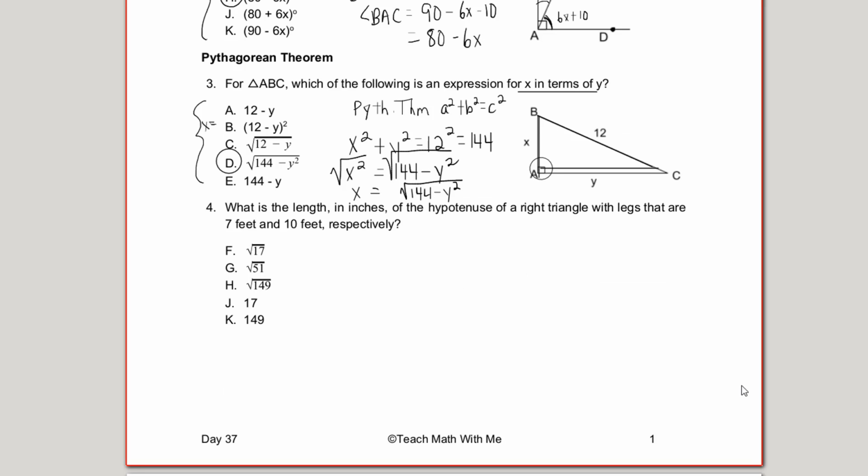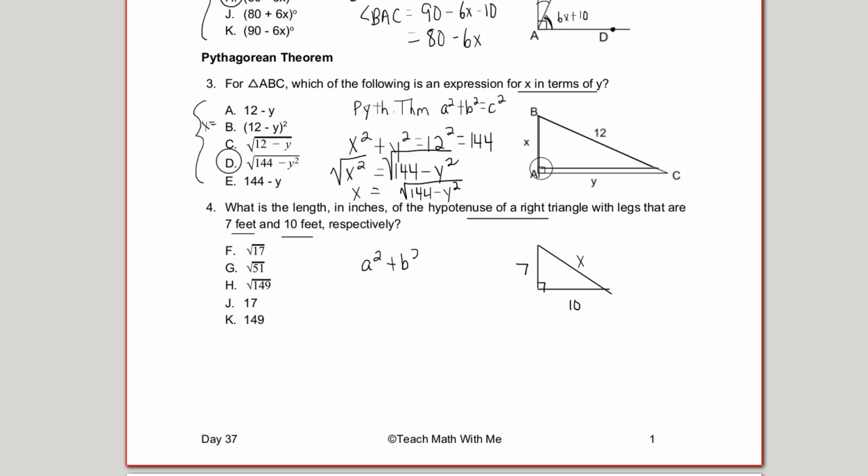Question number 4 says, what is the length in inches of the hypotenuse of a right triangle with legs that are 7 feet and 10 feet respectively? So we have a right triangle. We're given that by definition. A right triangle that has leg lengths of 7 and 10, and we're looking for our unknown hypotenuse. We're going to make use of that Pythagorean theorem again.